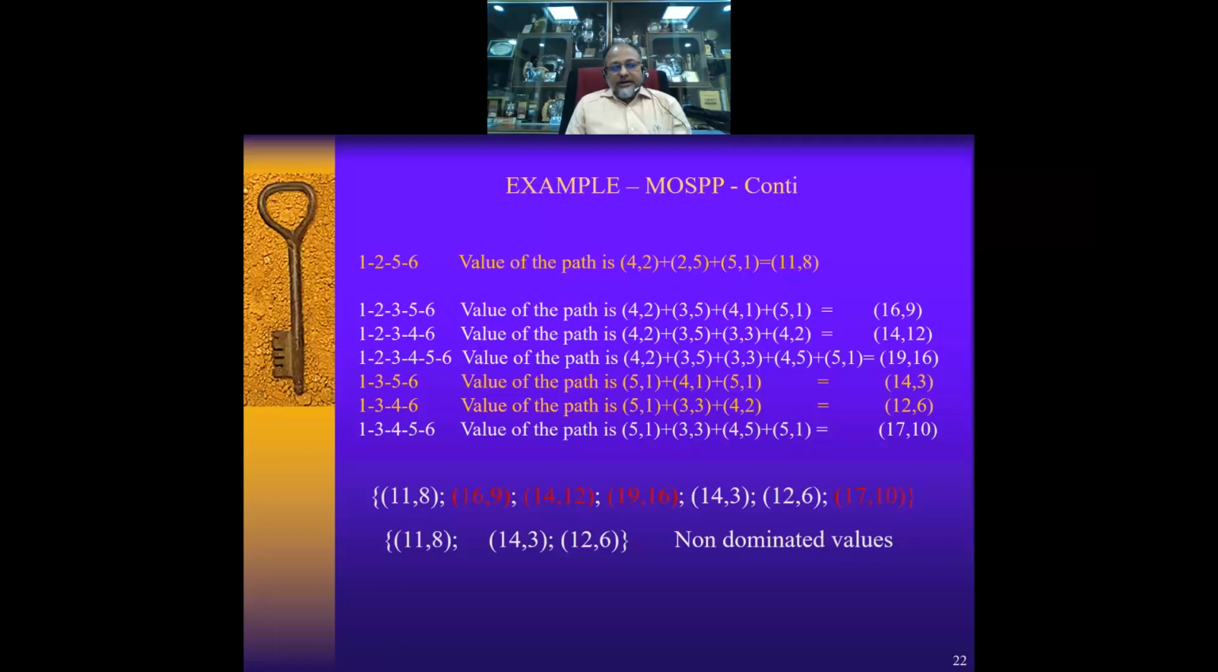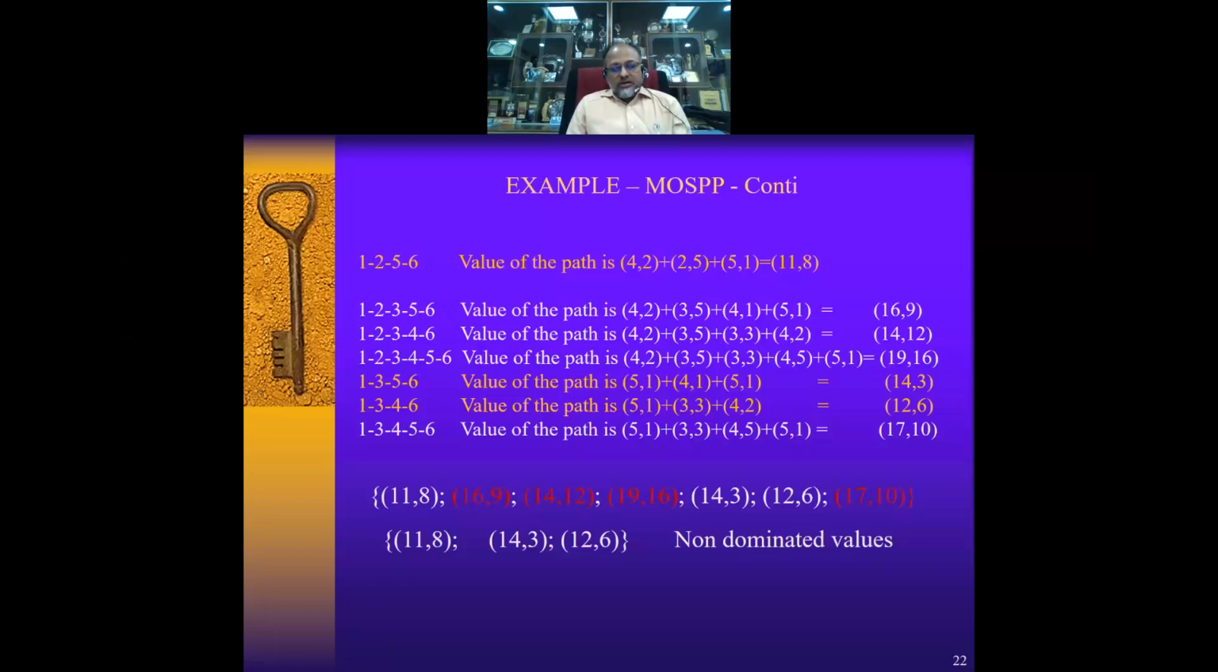Suppose I am considering the first component as hours to travel, and the second component is cost. For example, 11 hours and 8 rupees. Another one is 14 hours and only 3 rupees. Another one is 12 hours and 6 rupees. So the decision maker can select the non-dominated solution.